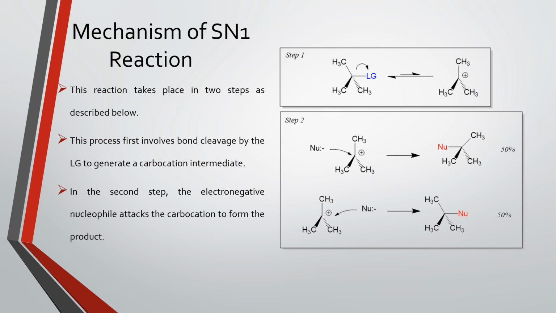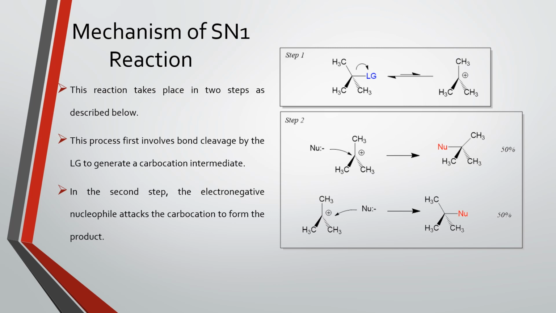We'll see the mechanism of SN1 reaction. This SN1 reaction is a two-step reaction. In the first step, it involves the bond cleavage by the leaving group to generate a carbocation intermediate. And in the second step, the electronegative nucleophile attacks the carbocation to form the product.